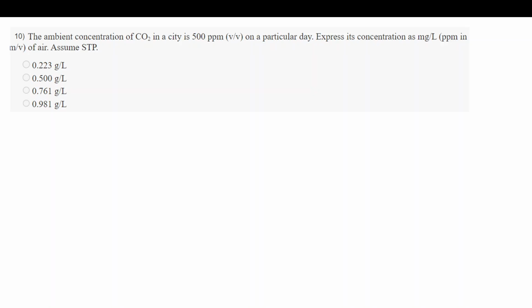Now, last question. The ambient concentration of CO2 in a city is 500 ppm, which is volume by volume basis on a particular day. Now, express its concentration as milligrams per liter of air. Assume STP. So what you are given is a concentration which has some basis, volume by volume. So volume by volume is nothing but volume of CO2 per unit volume of air, right? Now this is volume by volume definition.